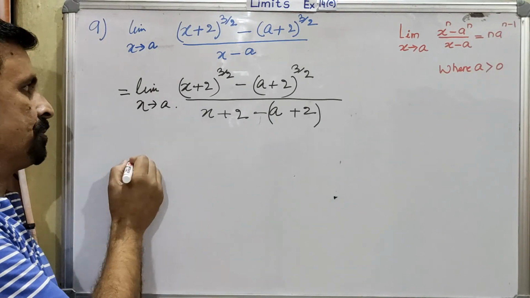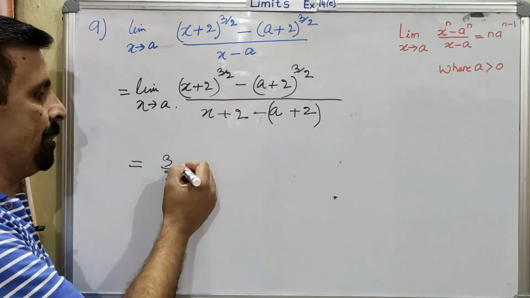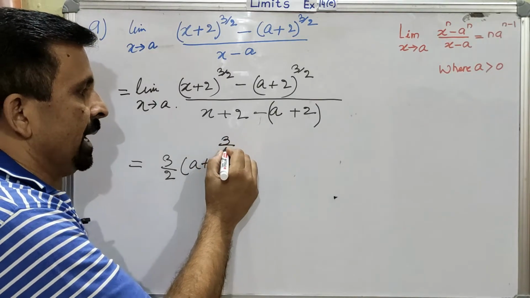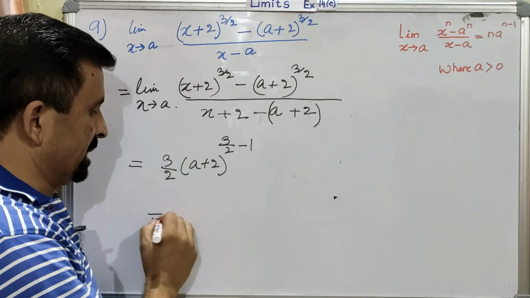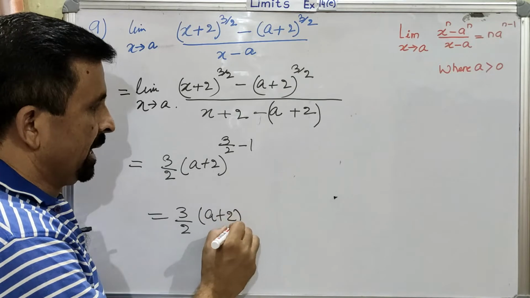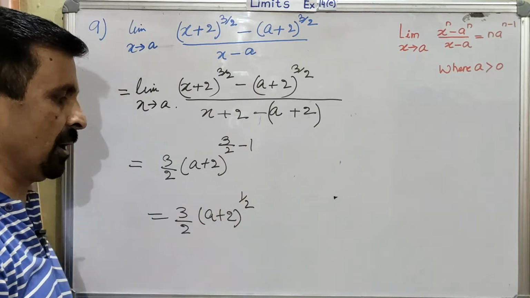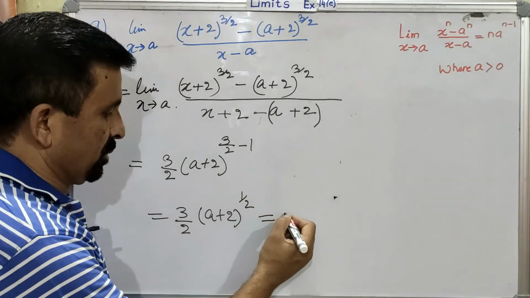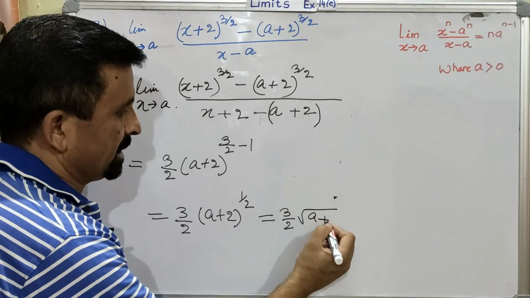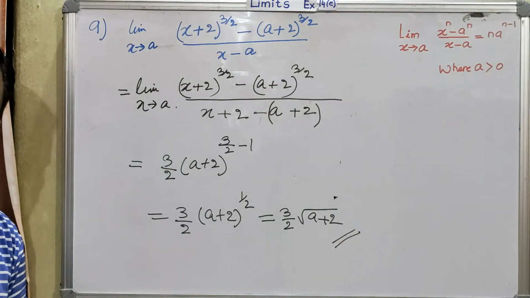Now finally the answer. So power is 3 over 2, then the value is a plus 2, and then power n minus 1. Your answer is 3 over 2, this is a plus 2, and the difference of these two will come, power half. You know the meaning of power half. You can write that as a square root. So therefore your answer will be 3 over 2 root a plus 2. This is your answer. Is it all right?